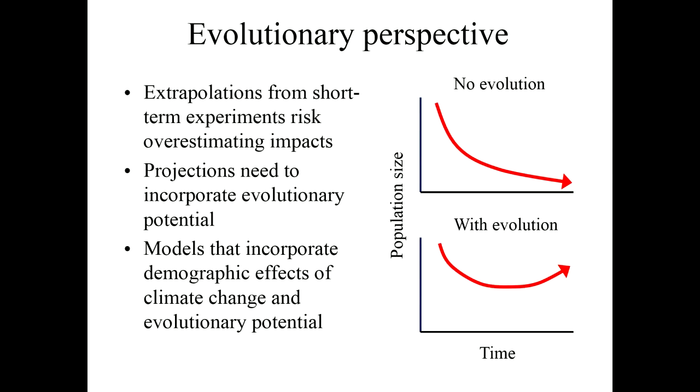So what we really need to do, I think, is start to move towards projections that incorporate evolutionary potential. We're looking for models that incorporate the demographic effects of climate change and the evolutionary capacity. What we might be looking for is moving from a model with no evolution, where we see just a steady decline in something like population size through time as the demographic effects kick in, to accepting that, yes, there are going to be demographic effects, but through time, evolution might start to stabilise or even restore population size, the so-called evolutionary rescue.